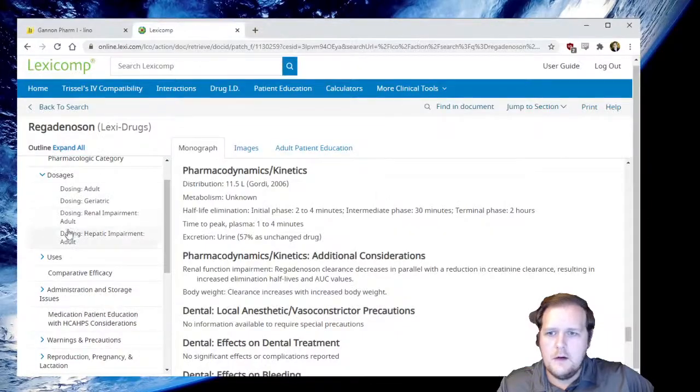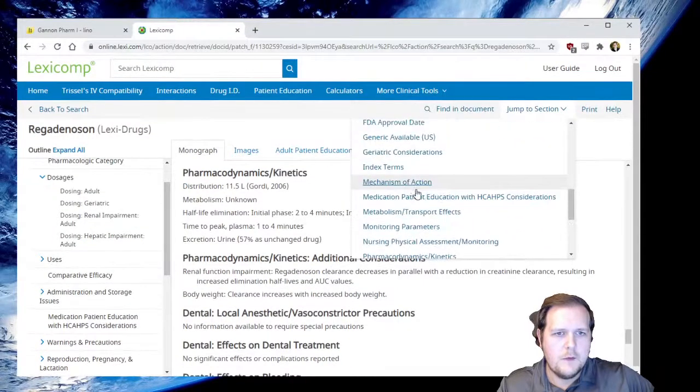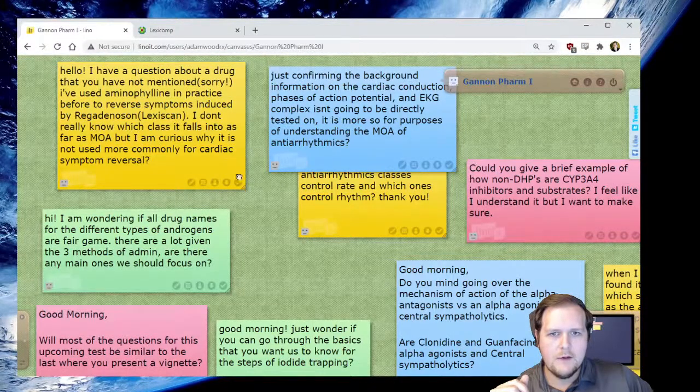So if you look here, you can actually go to the mechanism of action. This is just Lexicomp, what I use for my drug references typically. You can see it's a low affinity agonist for the adenosine receptor. So it increases coronary blood flow, mimics the increase in cardiac blood flow caused by exercise. That's why you end up using it for a chemically induced stress test to stress the heart out to see what happens, for instance on the EKG. And if they're having symptoms, you could reverse that because aminophylline can act as an adenosine receptor antagonist, so they kind of oppose each other in that way. So good question. That's basically where it comes to.